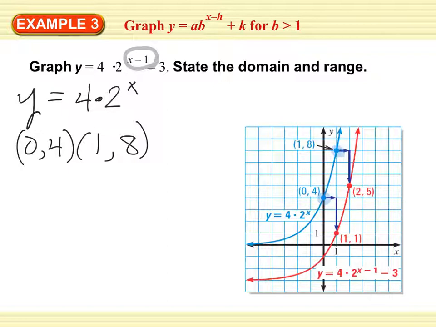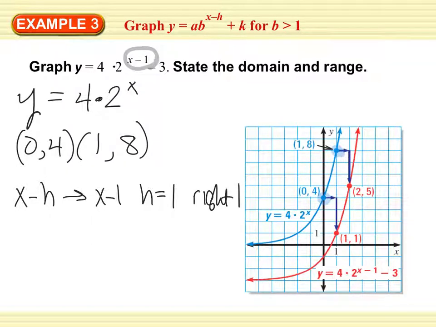I don't know why I'm still in highlighter, sorry. My h value, it's x minus h, is x minus 1. So my h value is 1. That means I'm going to go right 1 value. And then right here, I have minus 3. So k is a negative 3, so I'm going down 3.